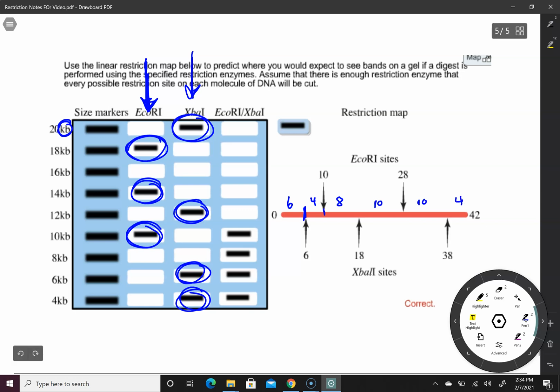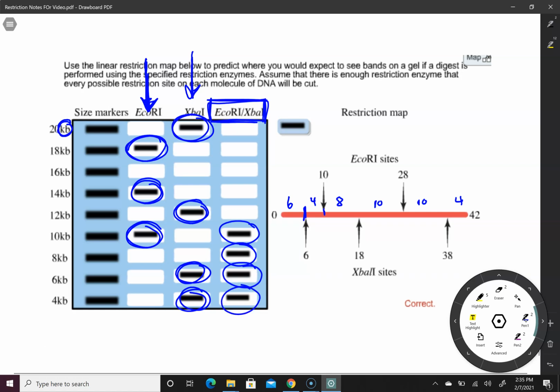So now my pieces are 4, 6, 8, and 10. I run my gel. Let's see what happens. Here's my gel with both of them right there at the top. And voila, 10, 8, 6, and 4.